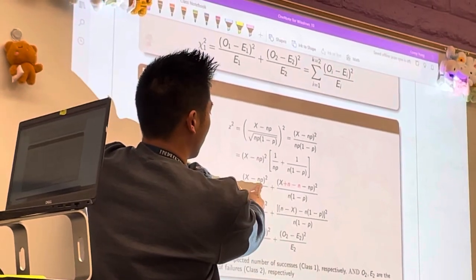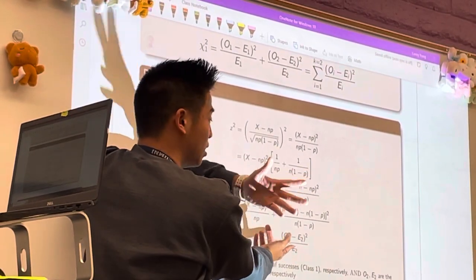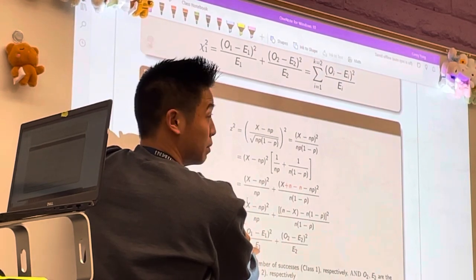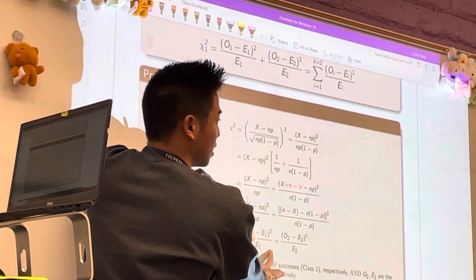Minus the expected value, which is n times p, that's the binomial expectation, and then divide by the expectation again, which is n times p. That's the first thing. Okay?